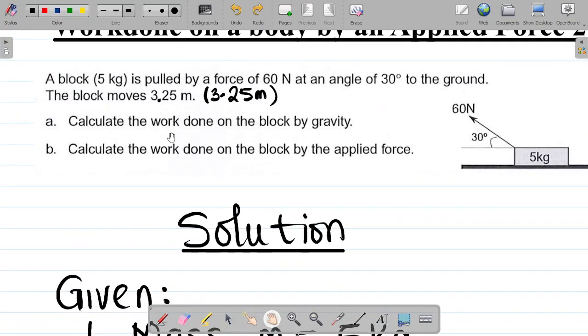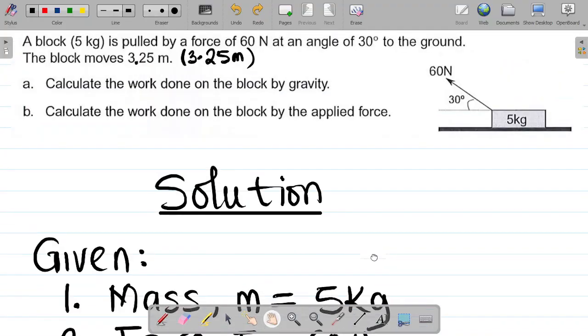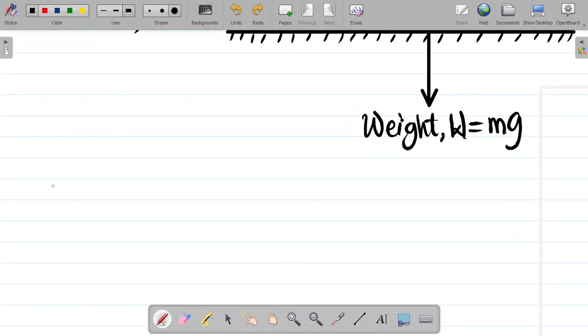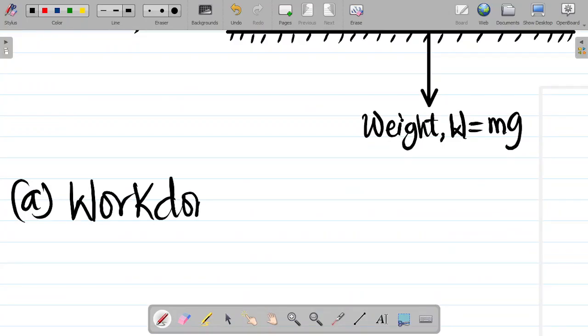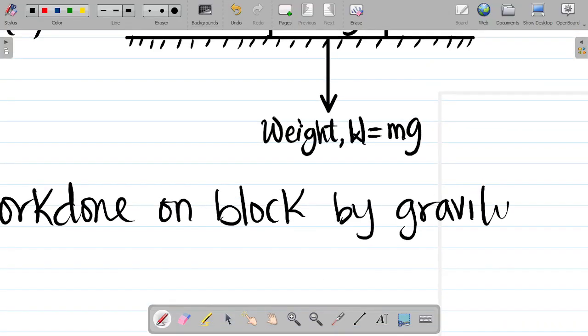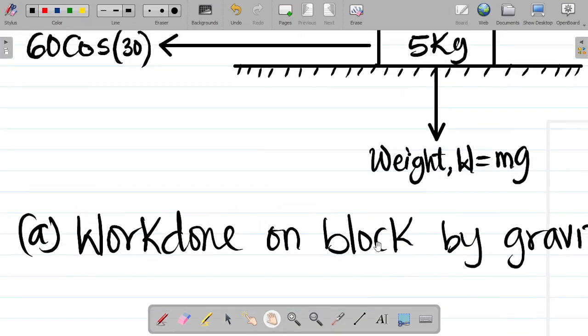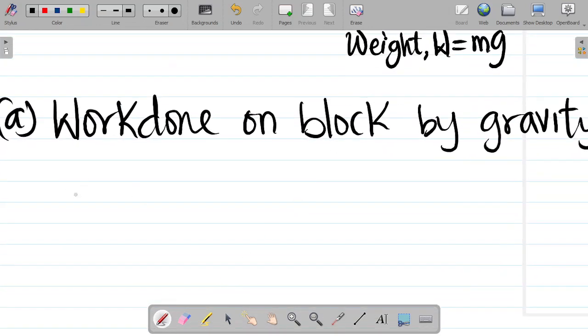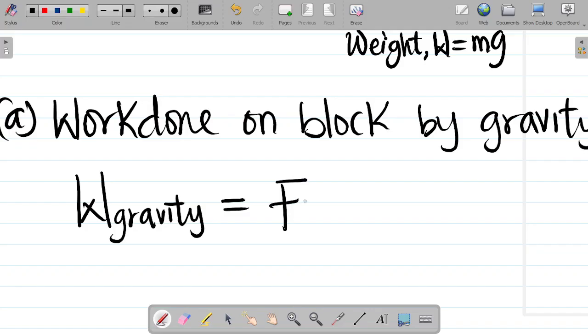The A part says calculate the work done on the block by gravity. Let's look at the A part there. Work done on block by gravity. So how do we solve this? Of course, I'll just call this W gravity. Work done is equal to force times distance.